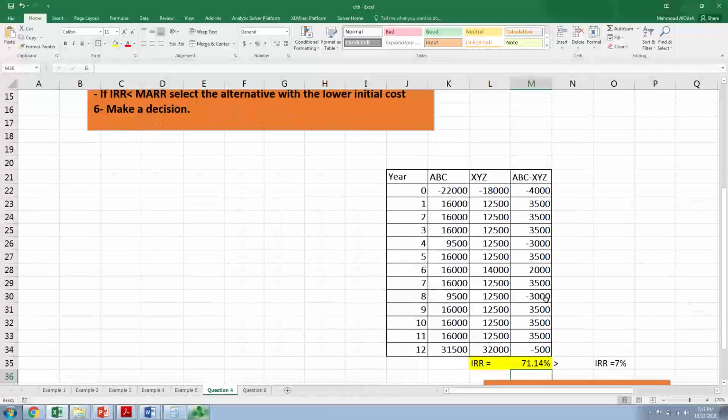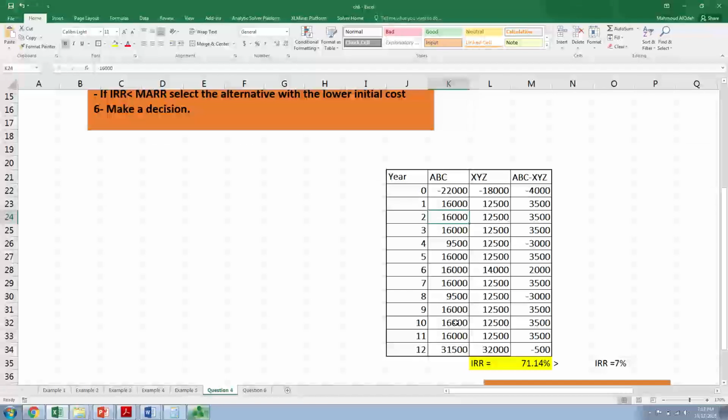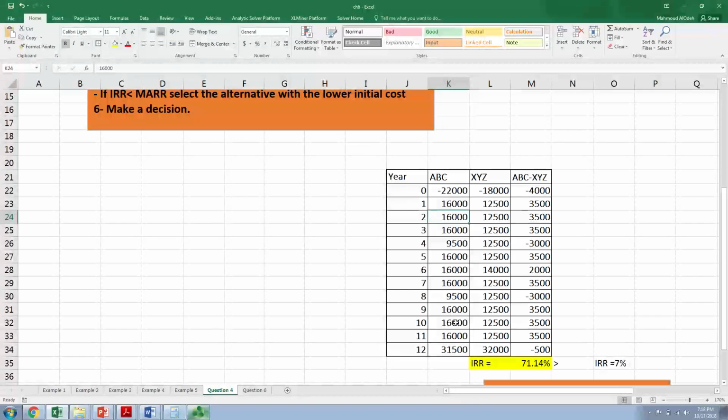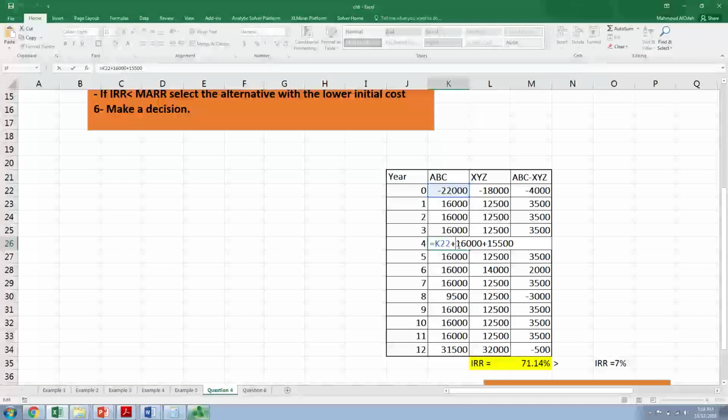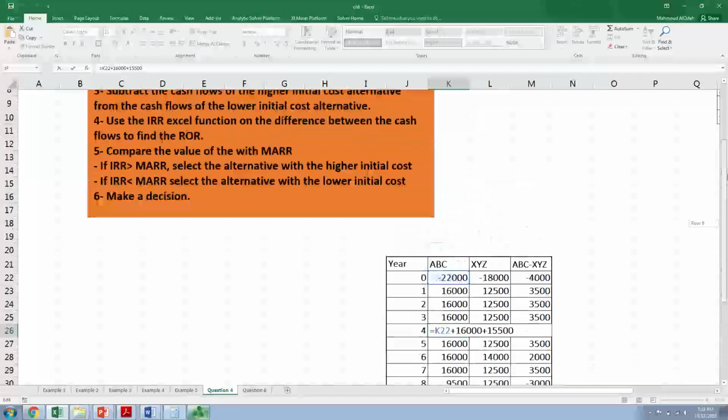Initial cost for ABC would be 22,000, and we're gonna get 16,000 every year. This is a benefit all the way to year 12. And since this is a 4-year alternative, we have to have 3 cycles of ABC. So on year 4, we have to buy a new alternative. We're gonna get also the salvage value. Don't forget about the salvage value. We're gonna get the salvage value of 15,500 as included here in this table right here.